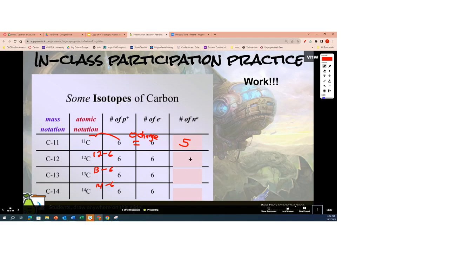Then we got 6. 12 minus 6 is 6. Oops, put it down there. 6. 6 from 13 is 7. And 6 from 14 is 8. So the neutrons are different. Neutrons are different here.